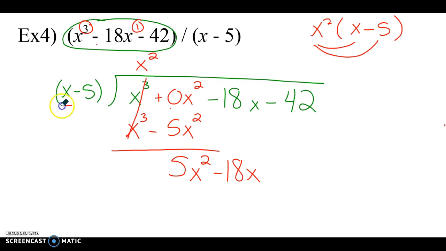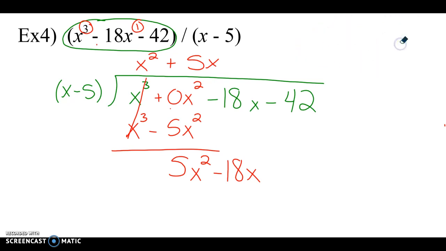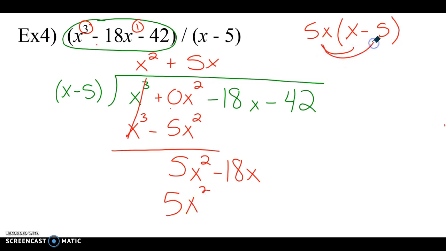We just do it all over again. So what do I need to multiply x by to get 5x squared? 5x. So I put a plus 5x on top. Now, whatever just got put up top, which was 5x, gets multiplied by what's in front, which gives me 5x squared minus 25x.